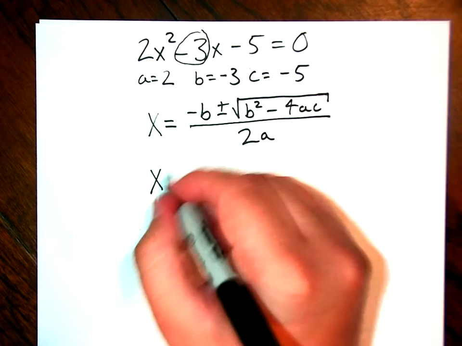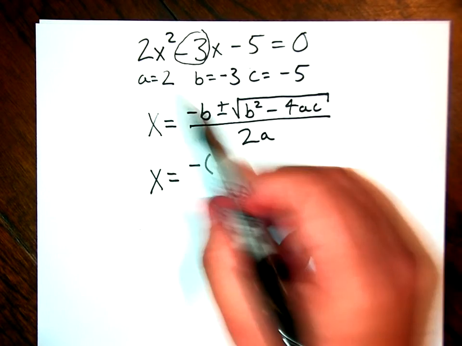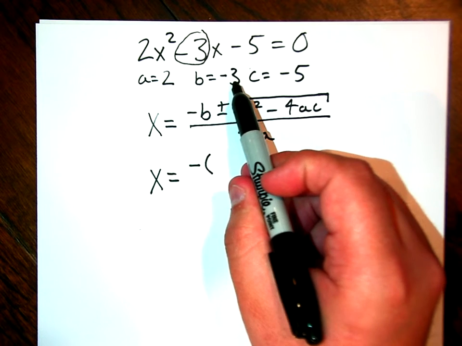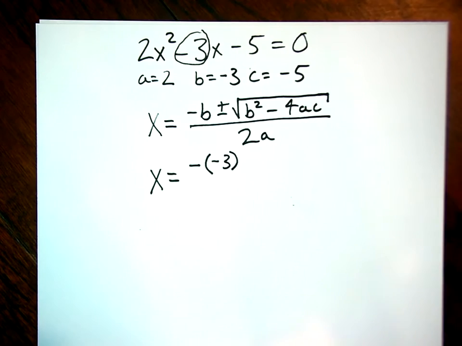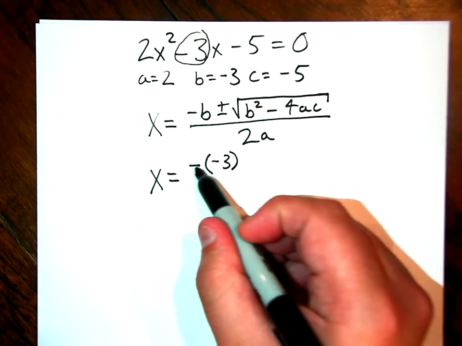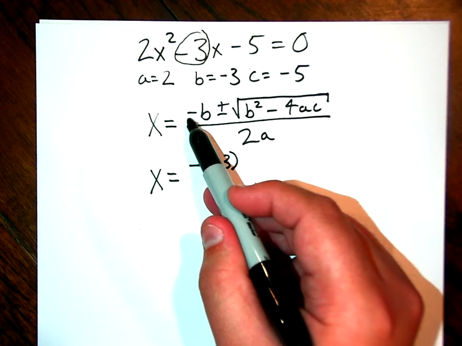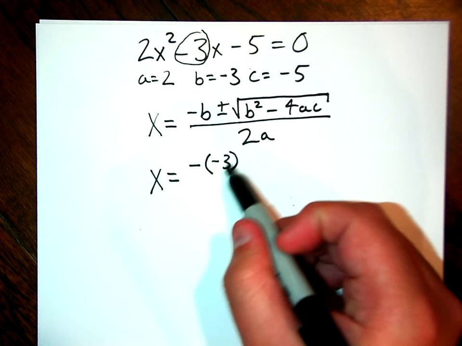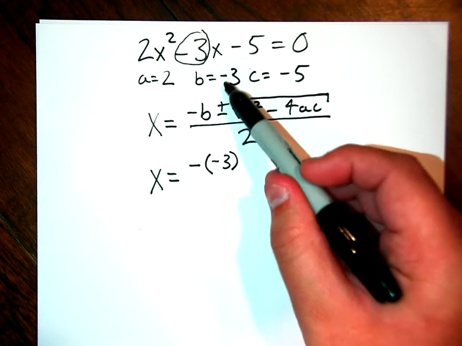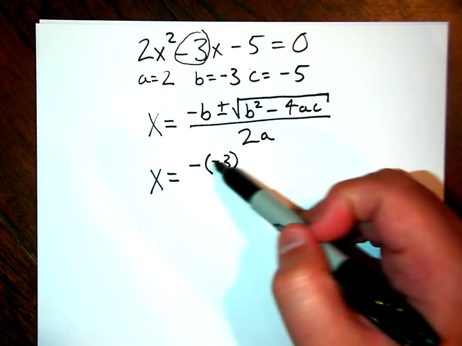X equals negative, and then the b term here is going to be negative 3. Okay, so negative 3 inside the parentheses. Now it's important to note, this negative is coming from the formula. You can't get rid of that. It has to be there. Okay, it's coming from the formula. And the negative inside the parentheses with the 3 is coming from the actual value, what b is. Okay, so make sure you have both the negatives.